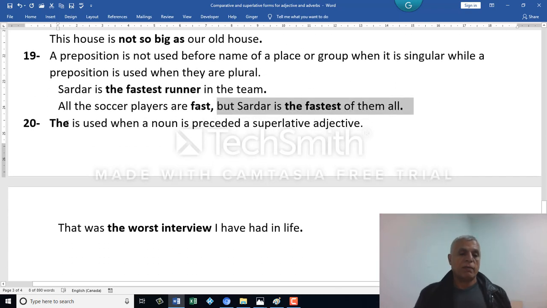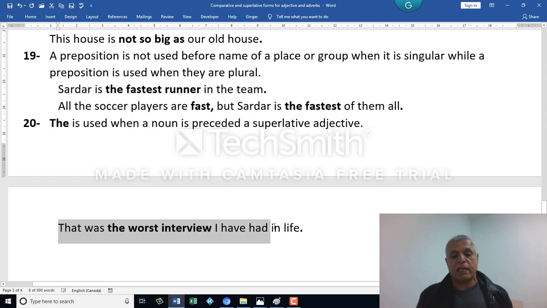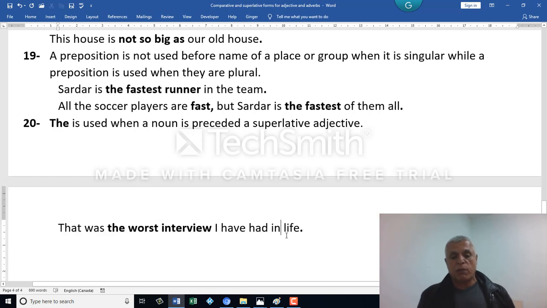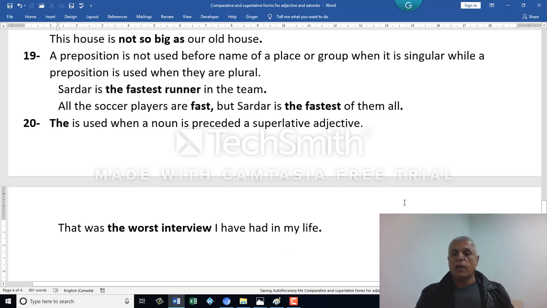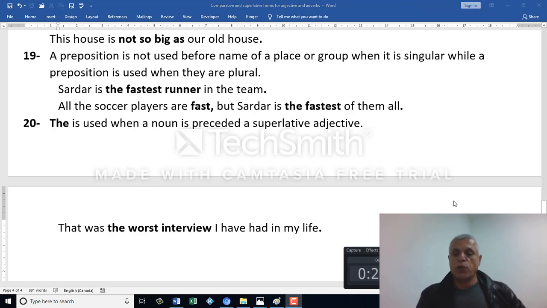Okay, let's look at these sentences. We use the. The is used when a noun is preceded by a superlative adjective. For example, that was the worst interview I have had in my life. Should be my life here. My life.